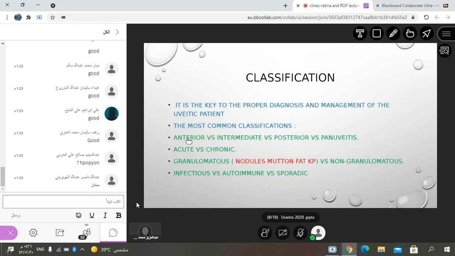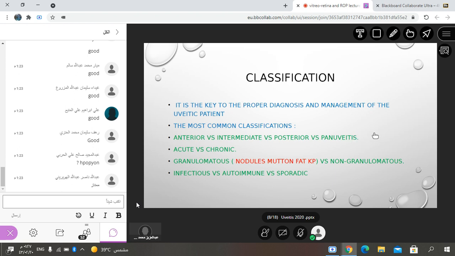So the classification is either anterior, intermediate, or posterior, or panuveitis if it is involving two parts. What do we mean by anterior, intermediate, posterior? For anterior, the landmark is the lens. If it is anterior to the lens, this is anterior uveitis. If it is posterior to the lens and anterior to the retina, this is intermediate uveitis, meaning vitritis or pars planitis. And posterior, if it is reaching the retina, retinitis, vasculitis, choroiditis, this is posterior uveitis. If it is involving two layers, posterior and intermediate, intermediate and anterior, anterior and posterior, this is called panuveitis.